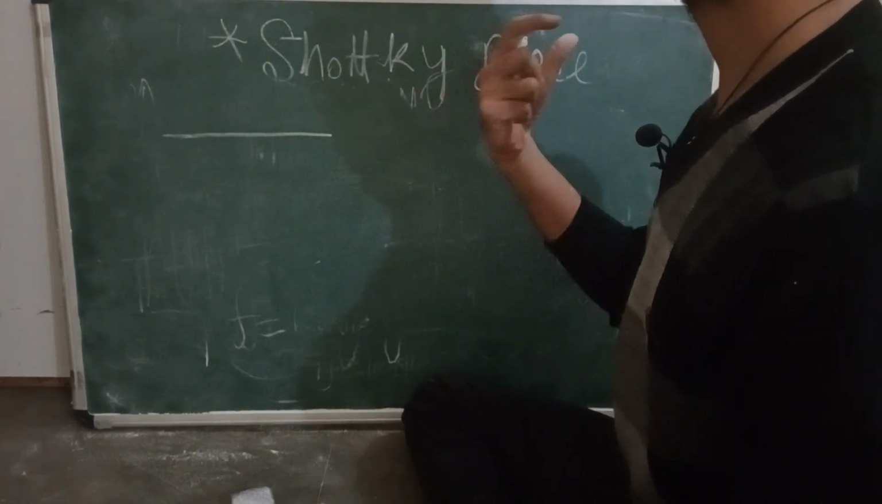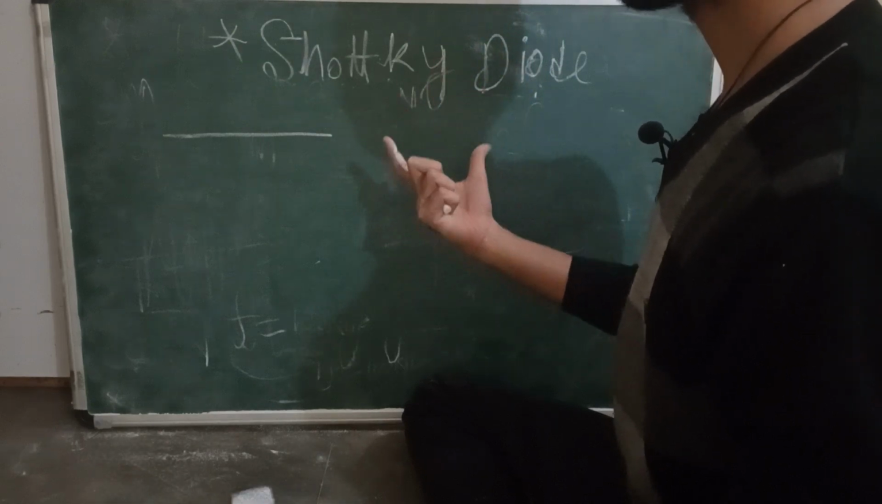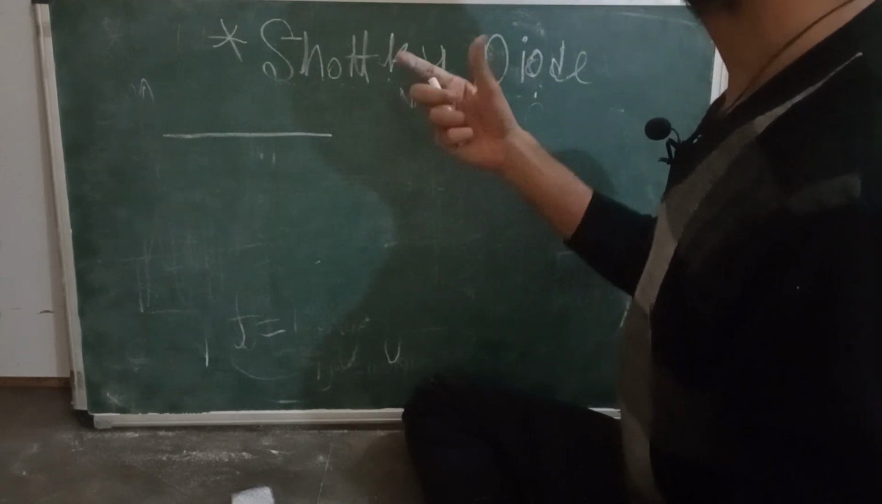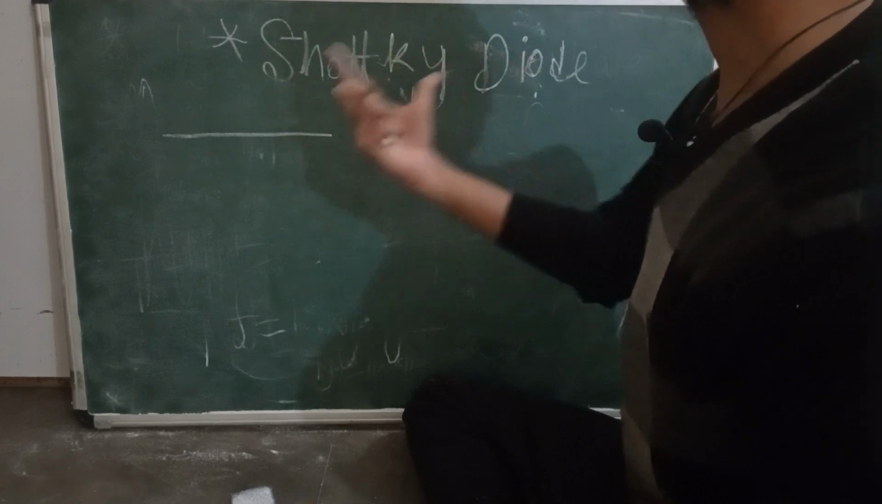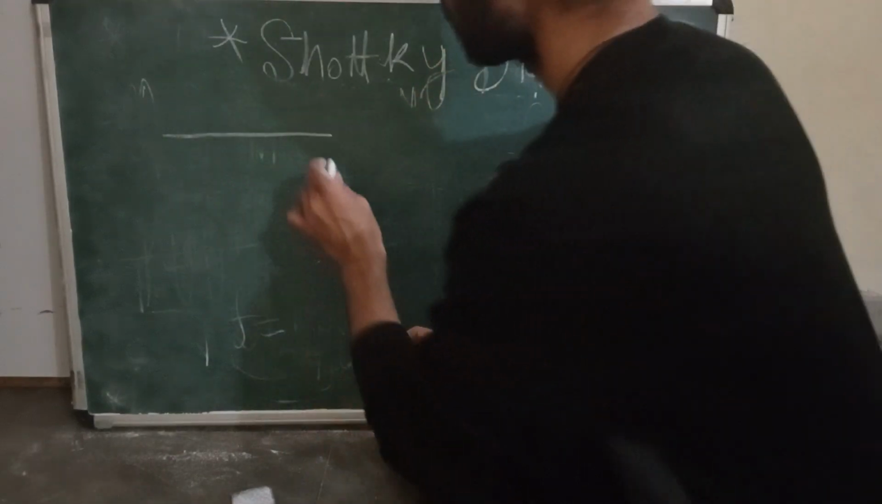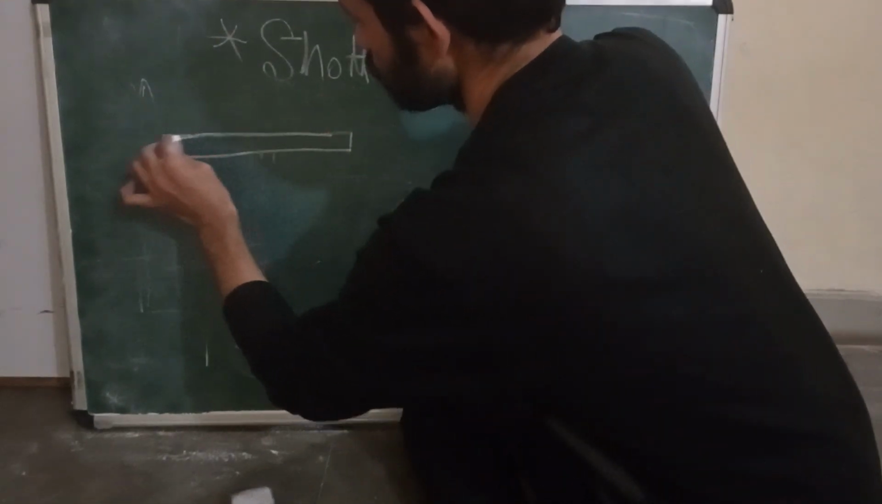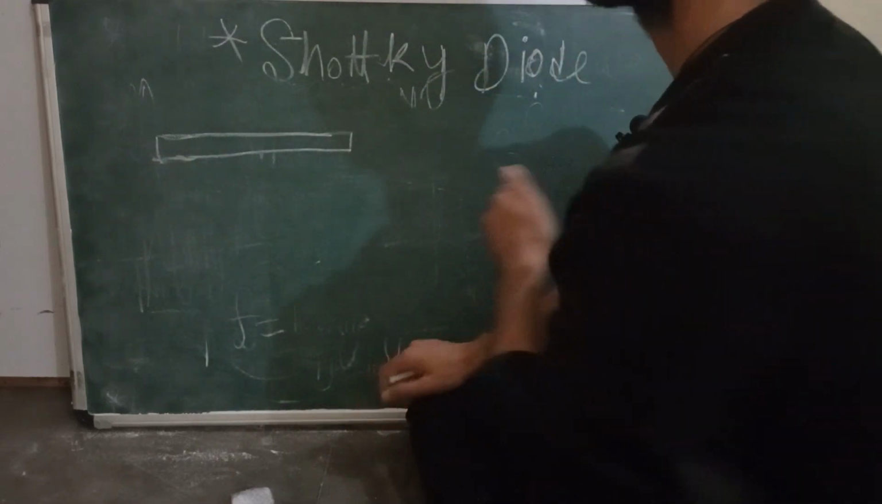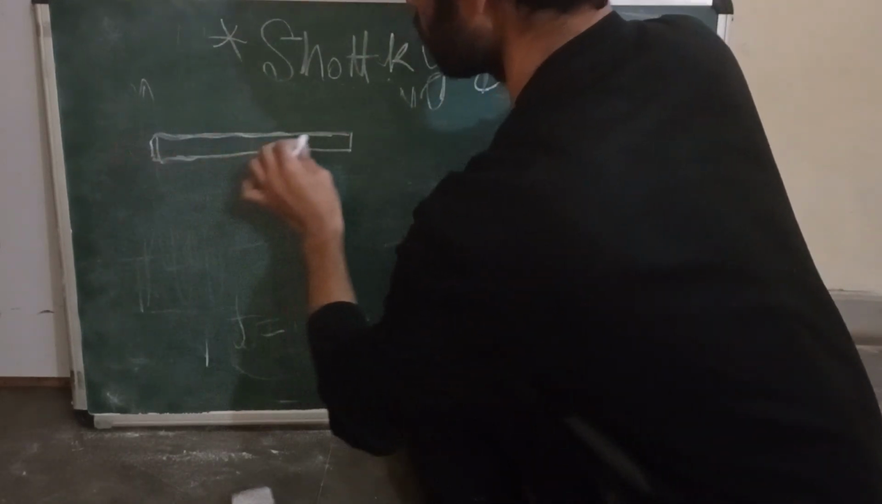Why are we using the Schottky barrier diode? What type of advantages do we get in the Schottky barrier diode as compared to the normal p-n junction diode? So this is the Schottky barrier diode.